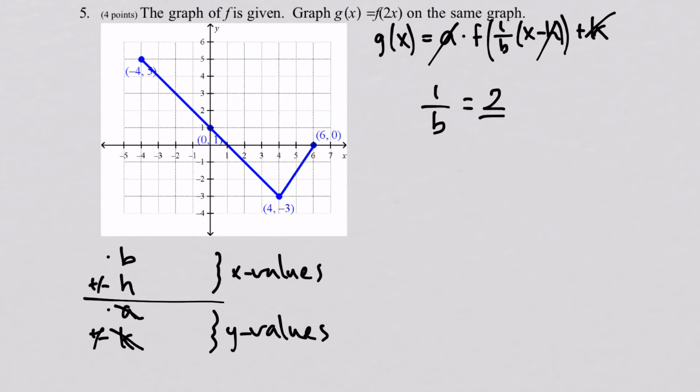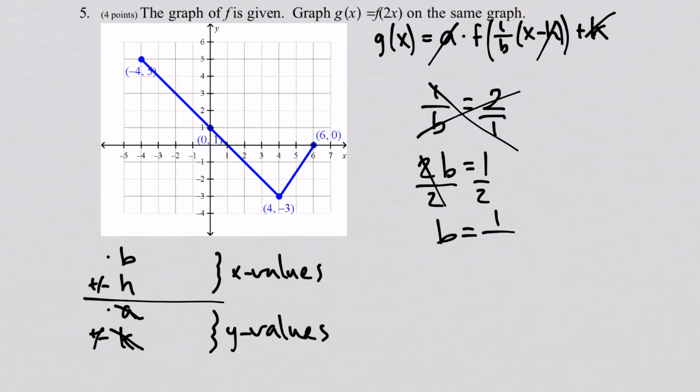I'm going to just quickly solve this proportion right here. Cross multiply. So 2b equals 1. And now you could see that if I divide by 2, that gives me the value of b. b is actually 1/2. Okay? Which I'm going to write right here. And we said before that h is not there, is not related. So the only thing that is affecting my graph here is b.